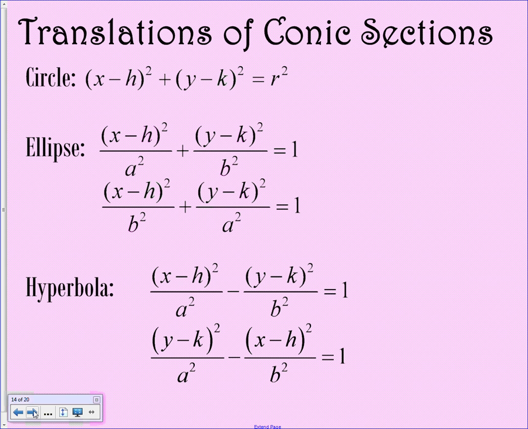We also have the hyperbola, and so it looks very similar to the ellipse. We just have either x minus h squared over a squared minus y minus k squared over b squared, or y minus k squared over a squared minus x minus h squared over b squared. Now remember, this right here is your y value, and this one is your x value.